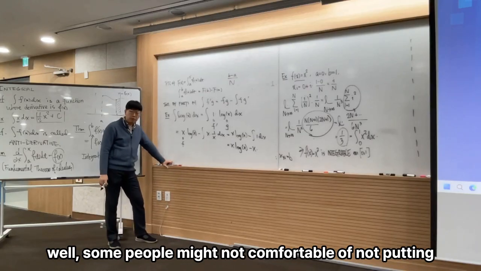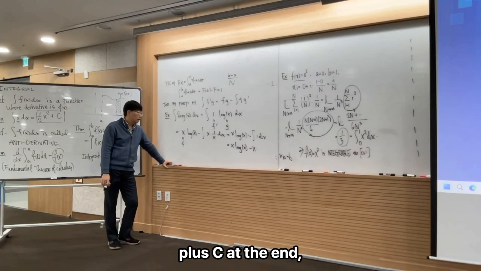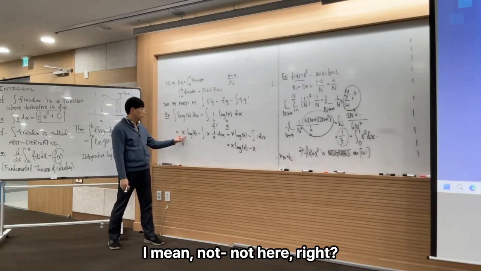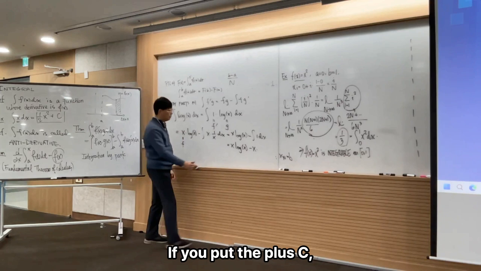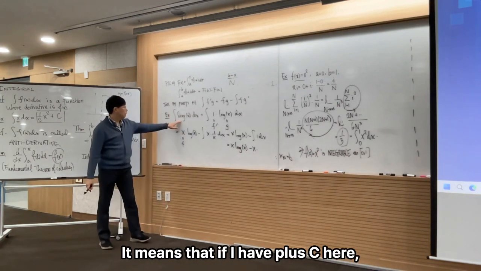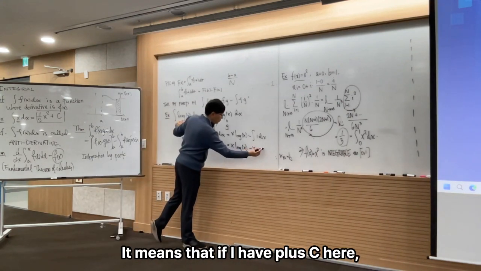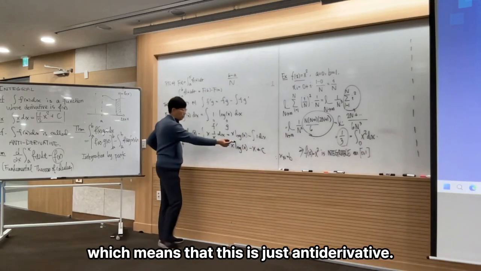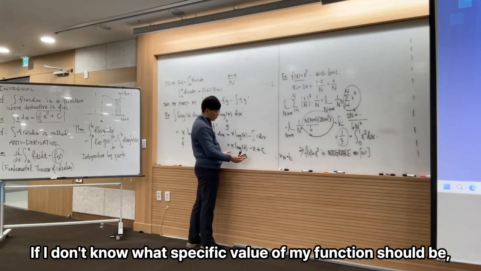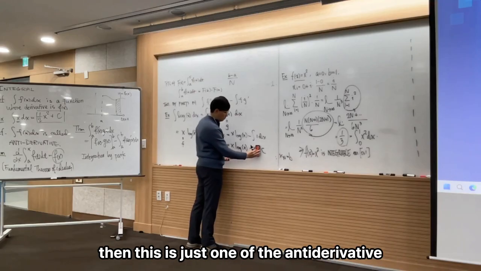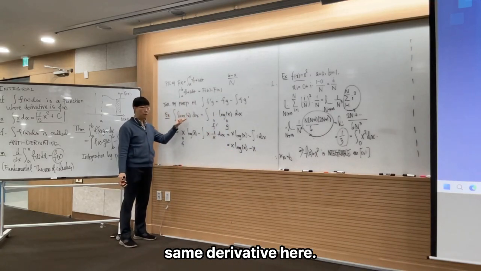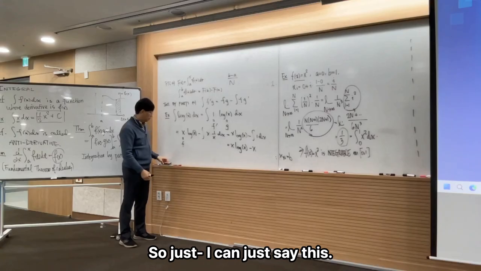Again, some people might not be comfortable with not putting plus c at the end. I didn't put the plus c here, right? It doesn't really matter. If you put the plus c, what does it say? It means that if I have plus c here and I take the derivative, then I get this, which means that this is just an antiderivative. If I don't know what specific value my function should take, then this is just one of the antiderivatives that gives the same derivative here. So I can just say this.